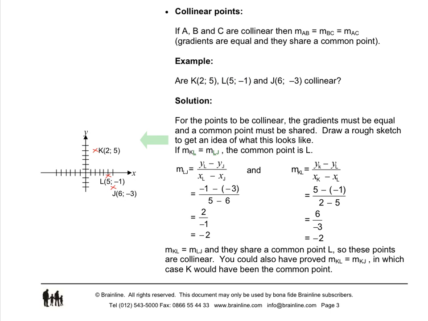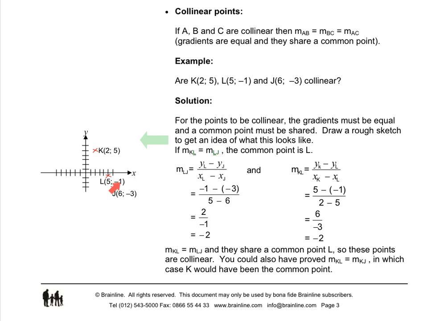So if I first work out the gradient of LJ, I will take the difference in their y values, minus 1 minus minus 3, over the difference in their x values, 5 minus 6. If I then simplify, a minus times a minus becomes a plus, so I have minus 1 plus 3, which is 2, and below the fraction line, 5 minus 6, which is minus 1, and 2 divided by minus 1 is minus 2.